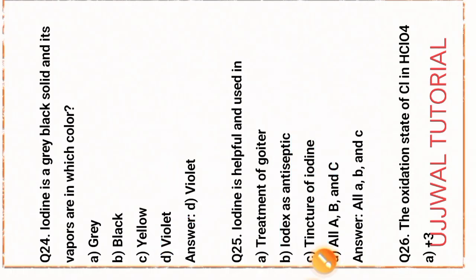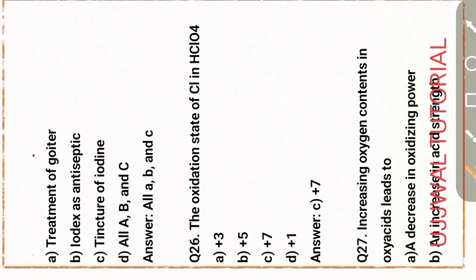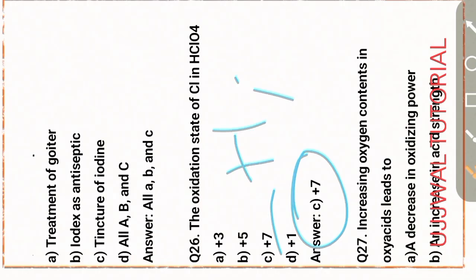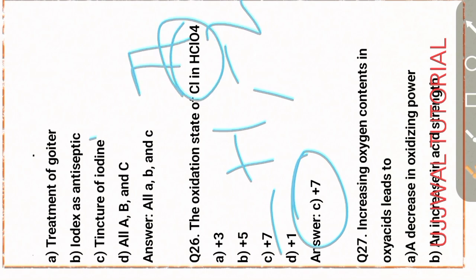Okay, next question, question number 26. Oxidation state of chlorine in HClO4 is +7. Option C is the right answer. Here the oxidation number of hydrogen is +1, oxygen is -2, and the total oxidation number of HClO4 is 0. So we find the oxidation number of chlorine is +7.